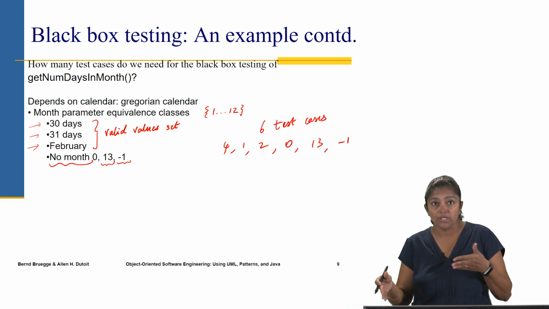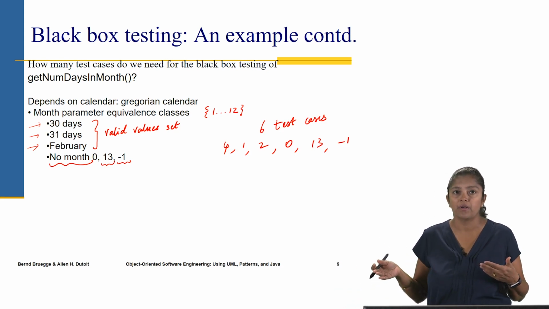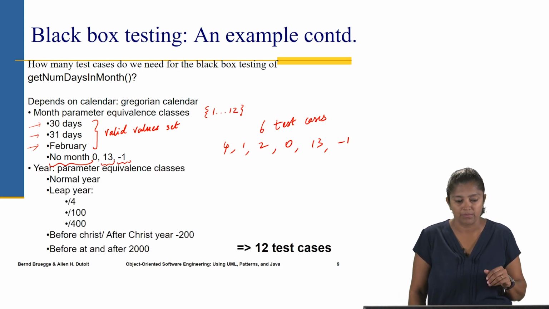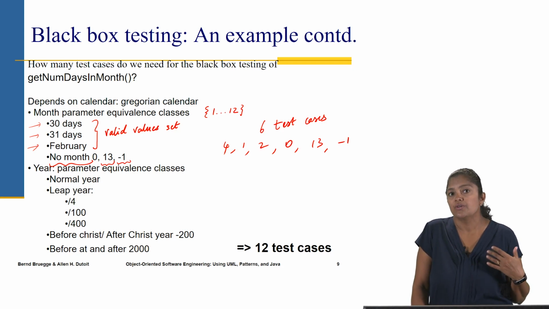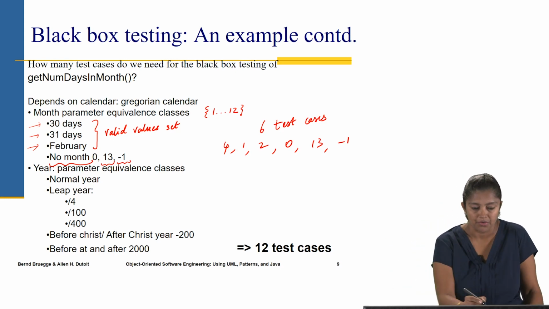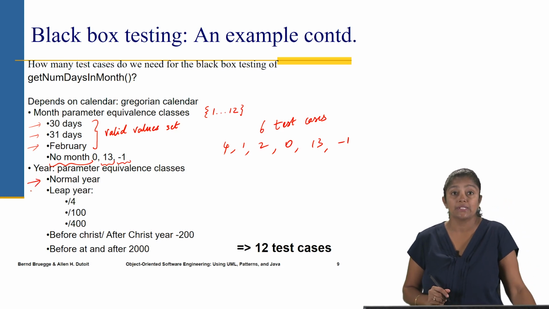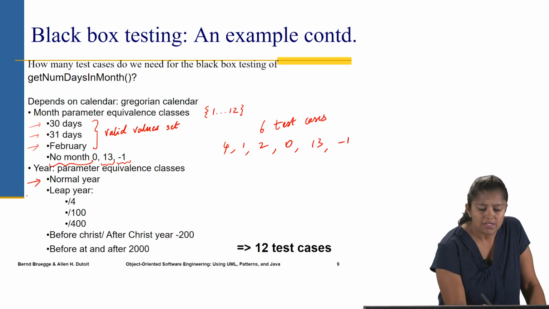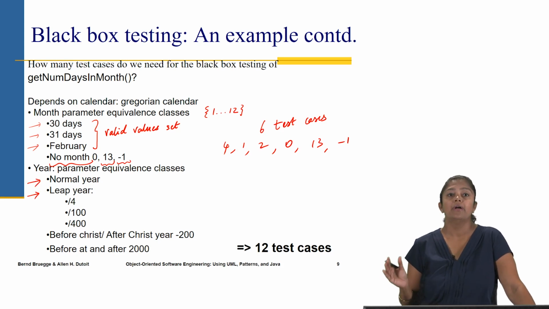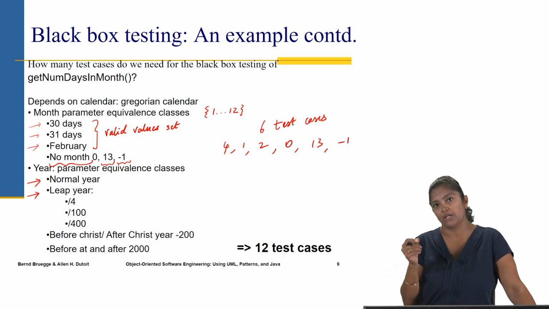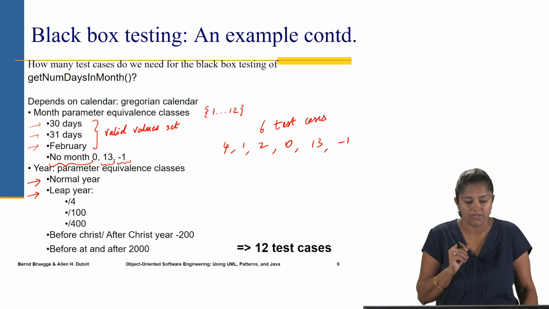Now in addition to this, we also have to look at our second parameter, which is year, and what values we can pass for the second parameter. So again, thinking of the equivalence classes for years, we'll always check for a valid value, a normal kind of year. So that's our first equivalence class, a normal year. Our second equivalence class is a leap year. So there are leap years, and whenever there's a leap year, February is treated differently. So we'll have to check for those and make sure that the function is doing the calculation correctly.